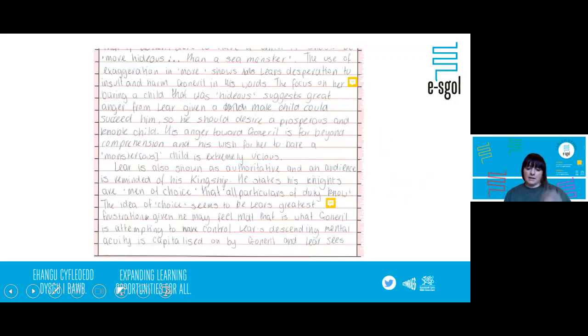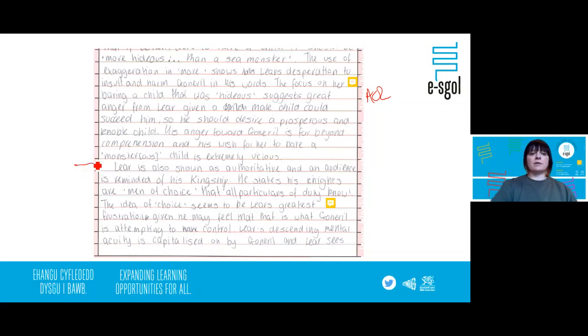Okay? And then it continues with this idea, looking at the use of exaggeration with the sea monster, and more focus on bearing a child who was hideous. So look at the close textual analysis: individual words and phrases that are being focused on and fully analysed. Purposeful is what we'd call that. Purposeful analysis, clear support. All right, that is a really good example of how to go about it.